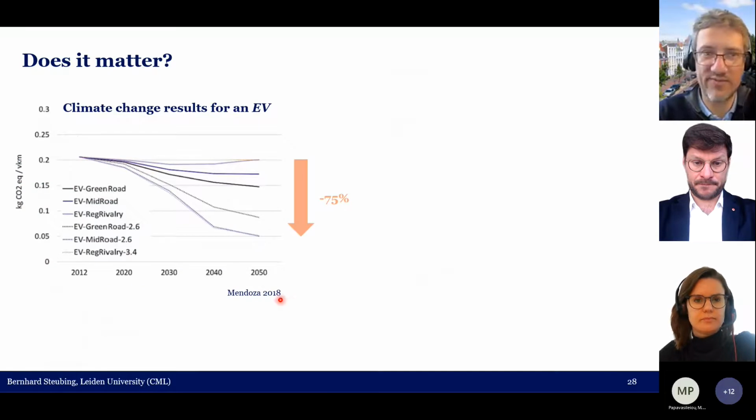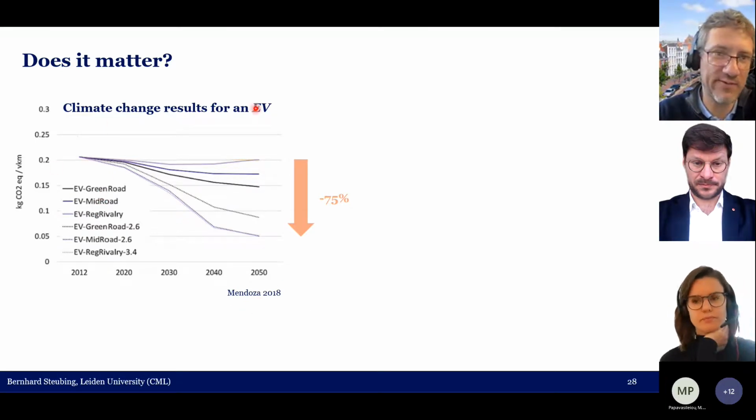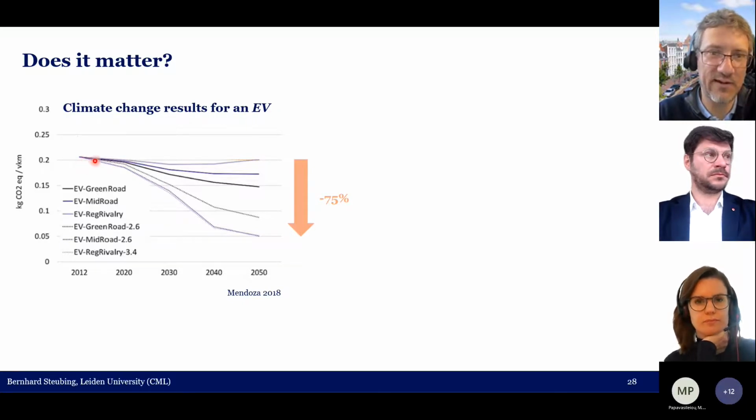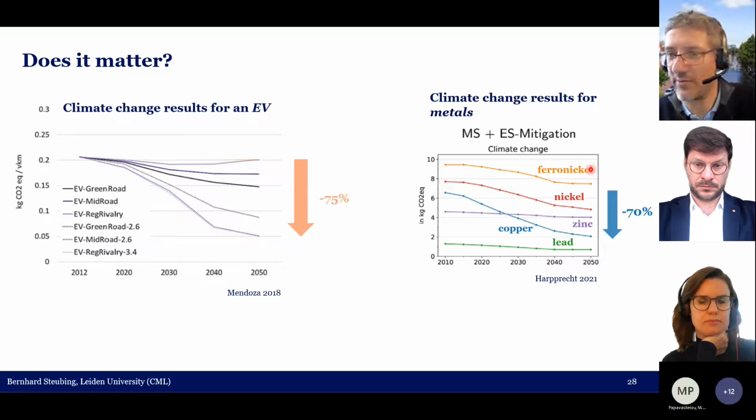Does it matter in terms of LCA results? Yes, it can matter a lot. Here we see the results from Angelica Mendoza in 2018 for an EV, climate change results, and depending on different scenarios until 2050, the carbon intensity could be either the same or be reduced by 75% just by greening the electricity supply. Background scenarios matter a lot.